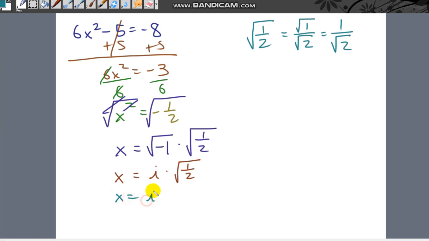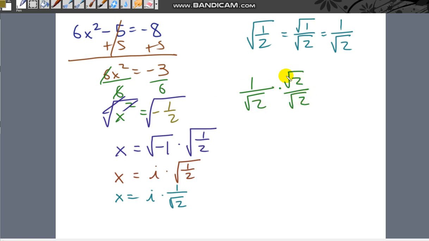So x equals i times 1 divided by the square root of 2. But like I mentioned in another assignment, we don't want square roots in the denominator. We want to get rid of any square roots in the denominator. One way we can do that is to rationalize the denominator. So we can multiply top and bottom by the square root of 2.